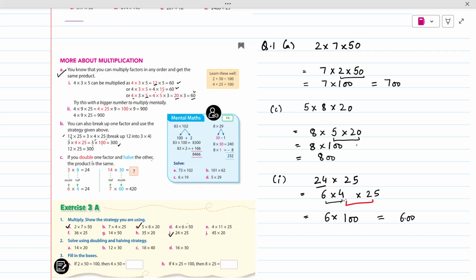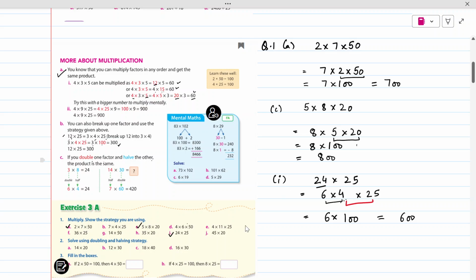So first of all, what we need to remember here is we should know the tables of all the numbers, and then we should know how we can break them. We should know how to find out their factors. So the basic thing is you should know the tables of these numbers so that you can easily break them and then we can easily multiply them.